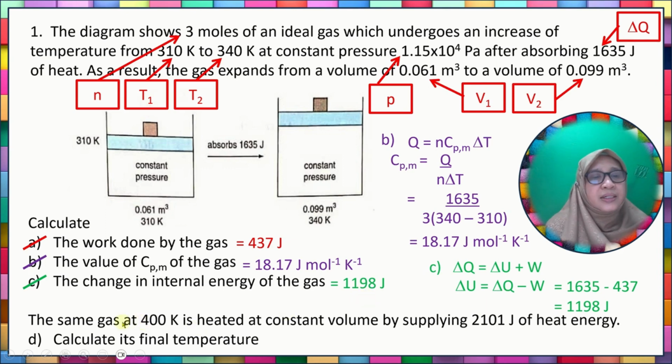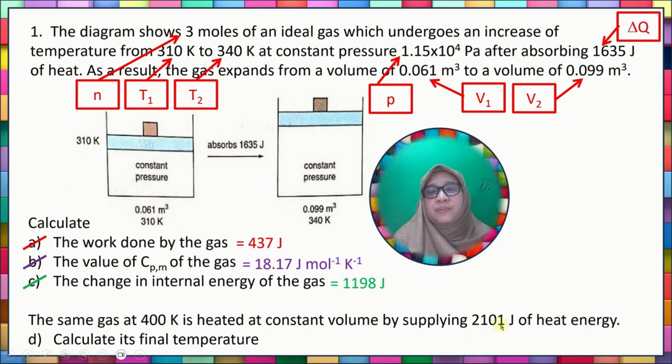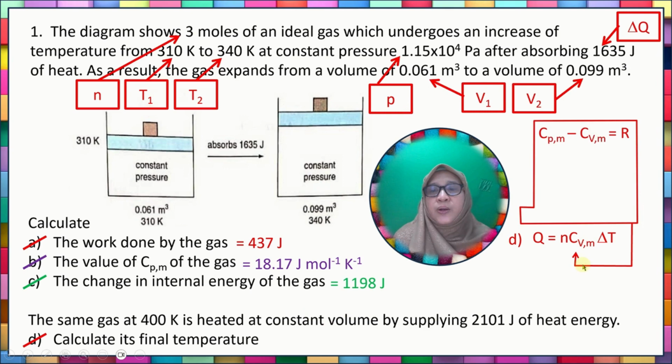Okay, next, the same gas at 400 Kelvin is heated at constant volume by supplying 2101 joule of heat energy. We use Q equals n C_v,m delta T. We use the molar heat capacity at constant volume, because constant volume is given here. To find C_v,m, you can use C_p,m minus C_v,m equals R, the relationship between C_p,m and C_v,m.